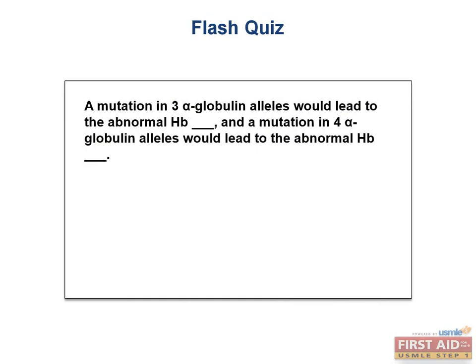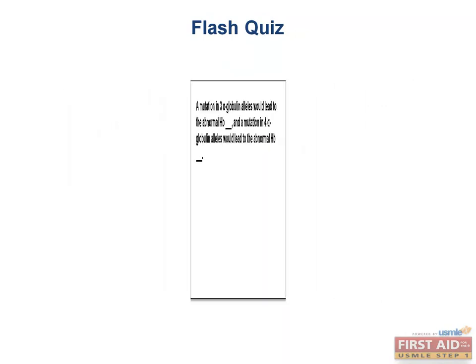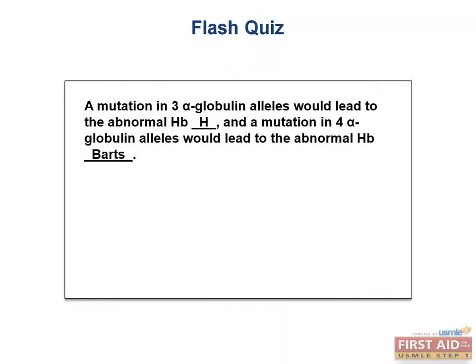A mutation in 3 alpha-globin alleles would lead to the abnormal hemoglobin blank, and a mutation in 4 alpha-globin alleles would lead to the abnormal hemoglobin blank. A mutation in 3 alpha-globin alleles would lead to the abnormal hemoglobin H and hemoglobin H disease, and a mutation in 4 alpha-globin alleles would lead to the abnormal hemoglobin Bart's and hydrops fetalis.